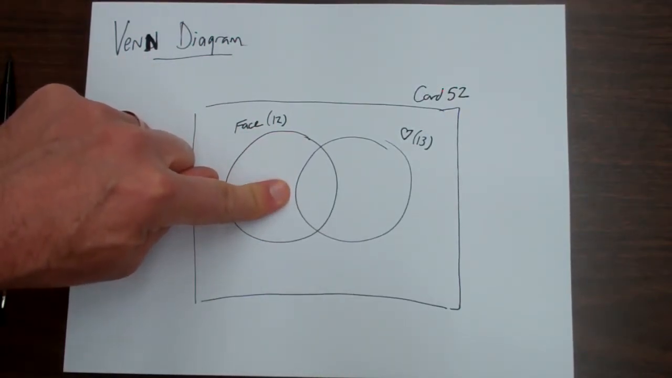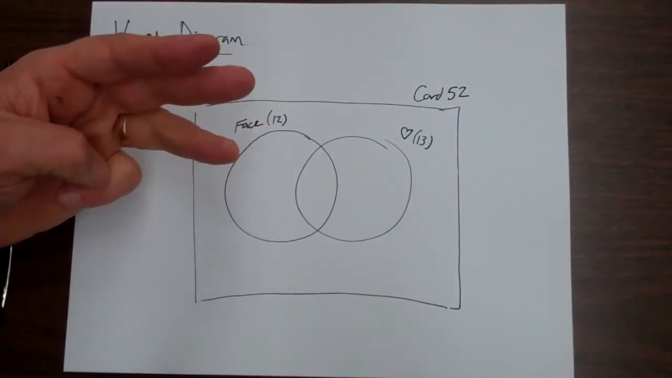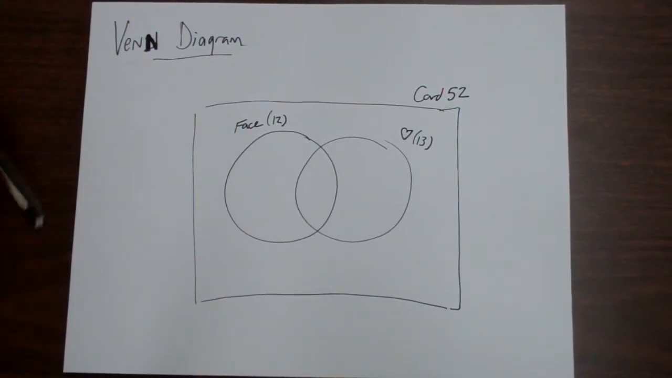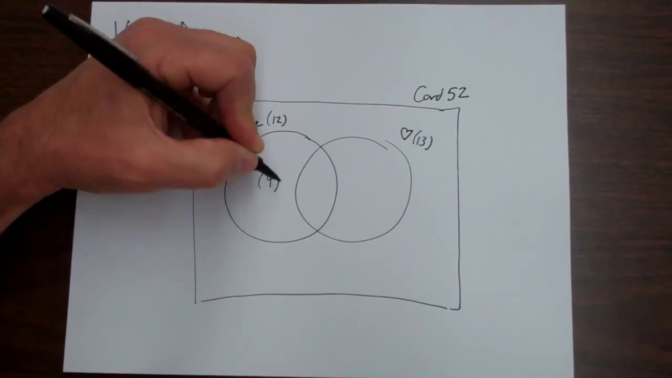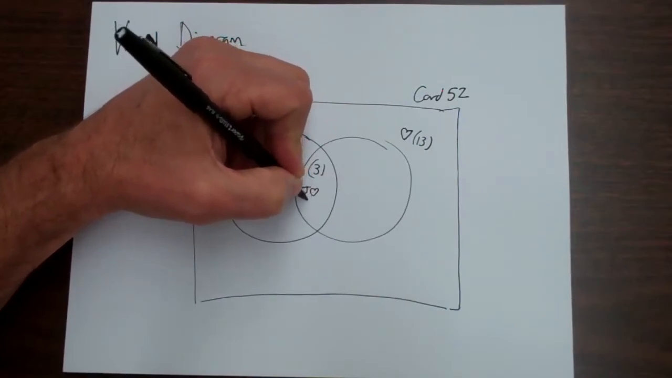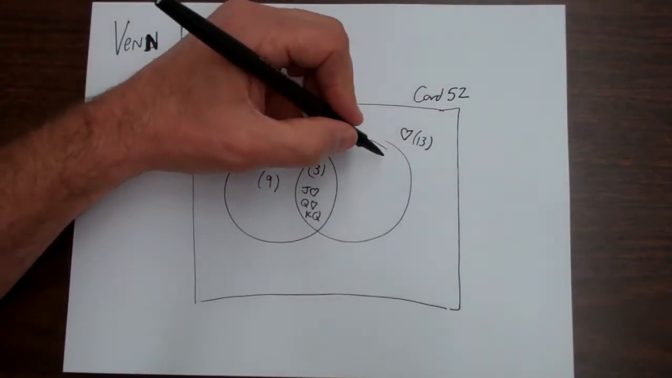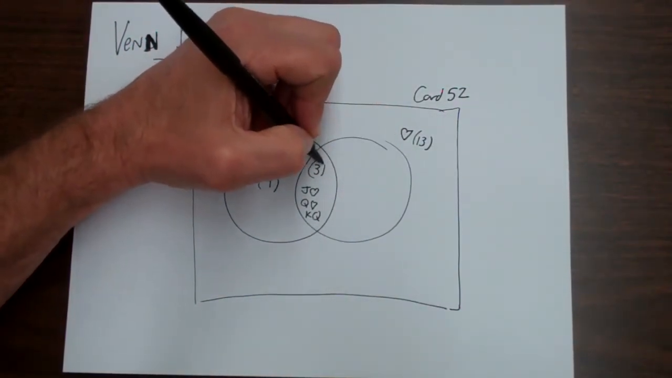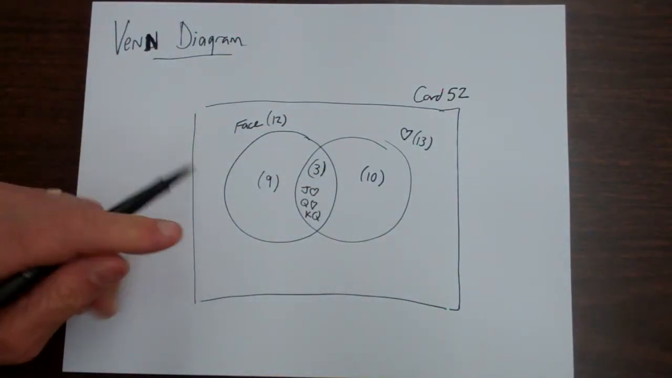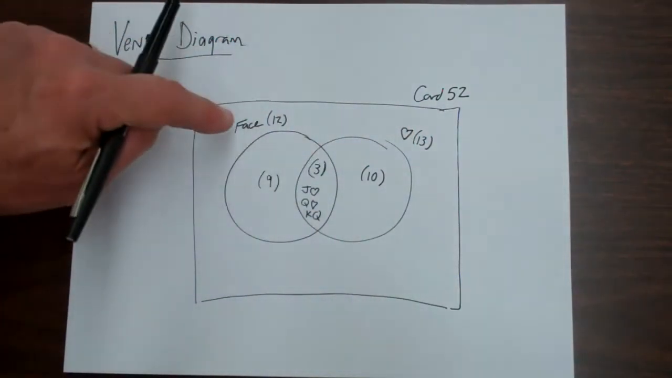If you think about how many face cards are not hearts, there's the jack, queen, and king of diamonds, spades, and clubs, so that's 9. So there's 9 in here. And there's 3 here, the jack of hearts, the queen of hearts, and the king of hearts. And here would be all the hearts which are not face cards, which would be 10. And this area here would be all cards which are not either face cards or hearts.